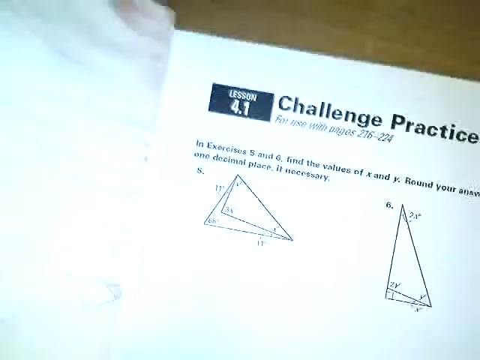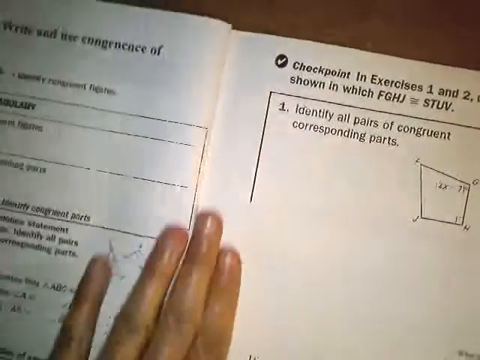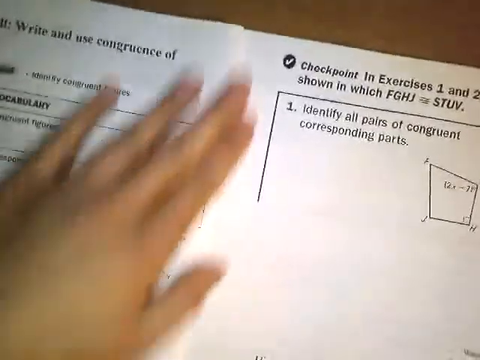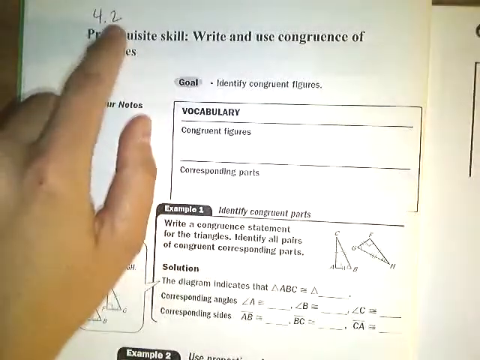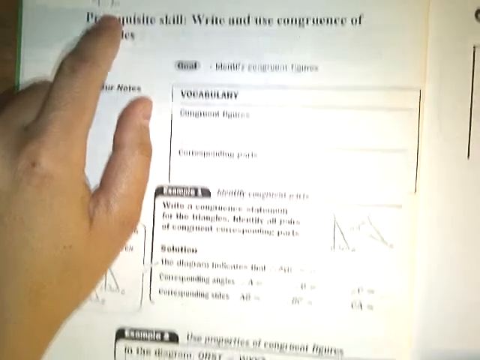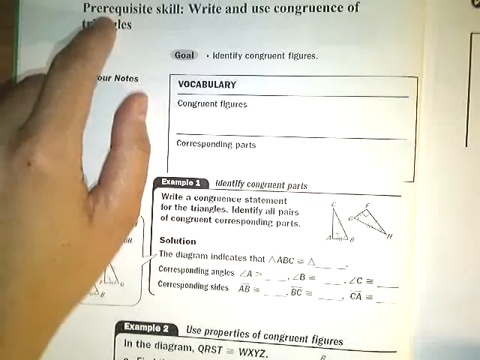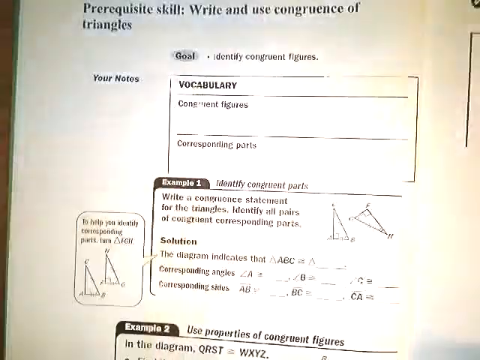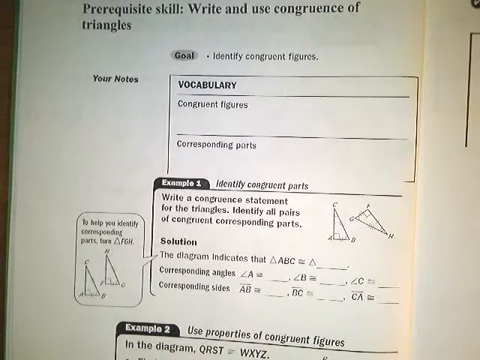This is a lesson in the Chapter 4 Geometry Study Guide. Starting on page 11. So the top of the page, this is my handwriting, section 4.2. It technically starts right here. Prerequisite skill: write and use congruence of triangles.